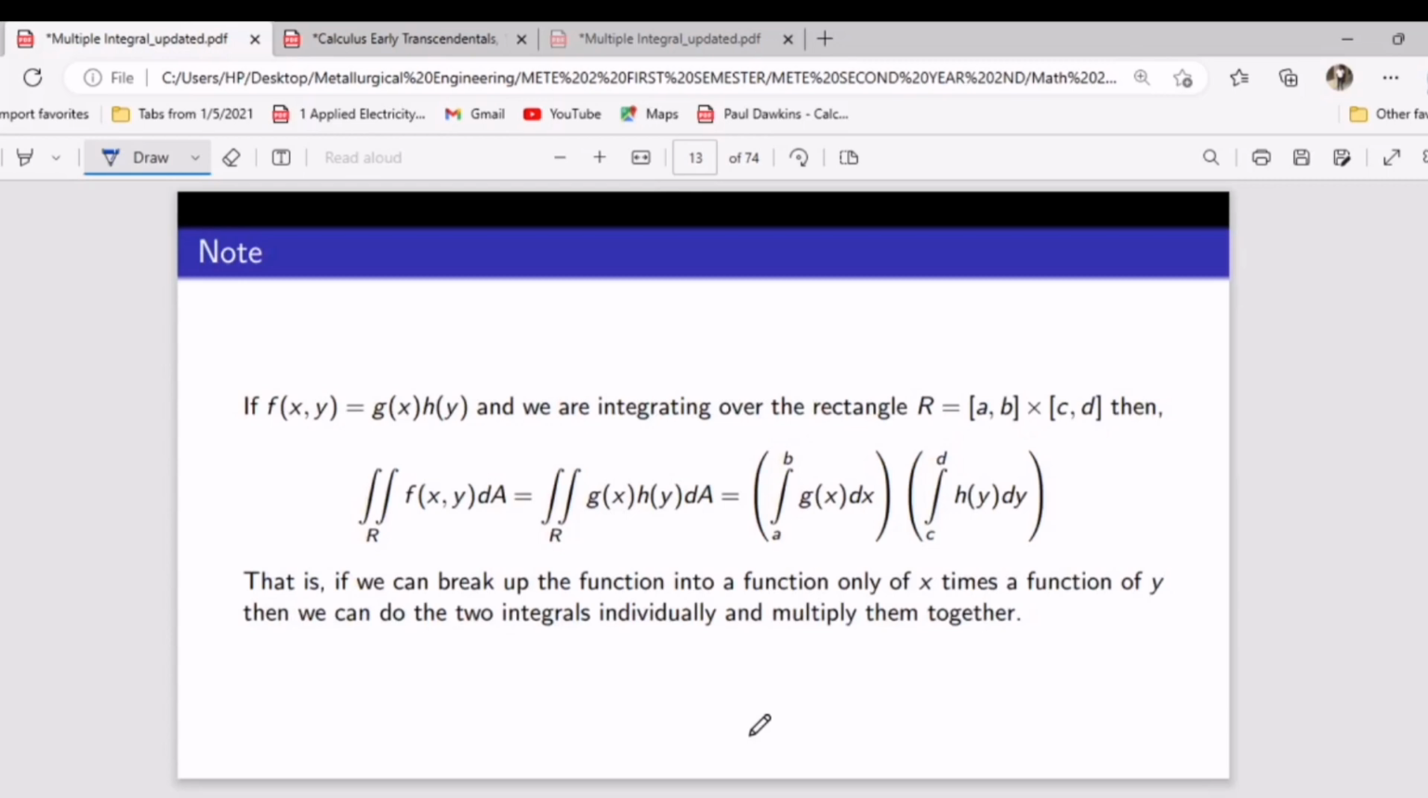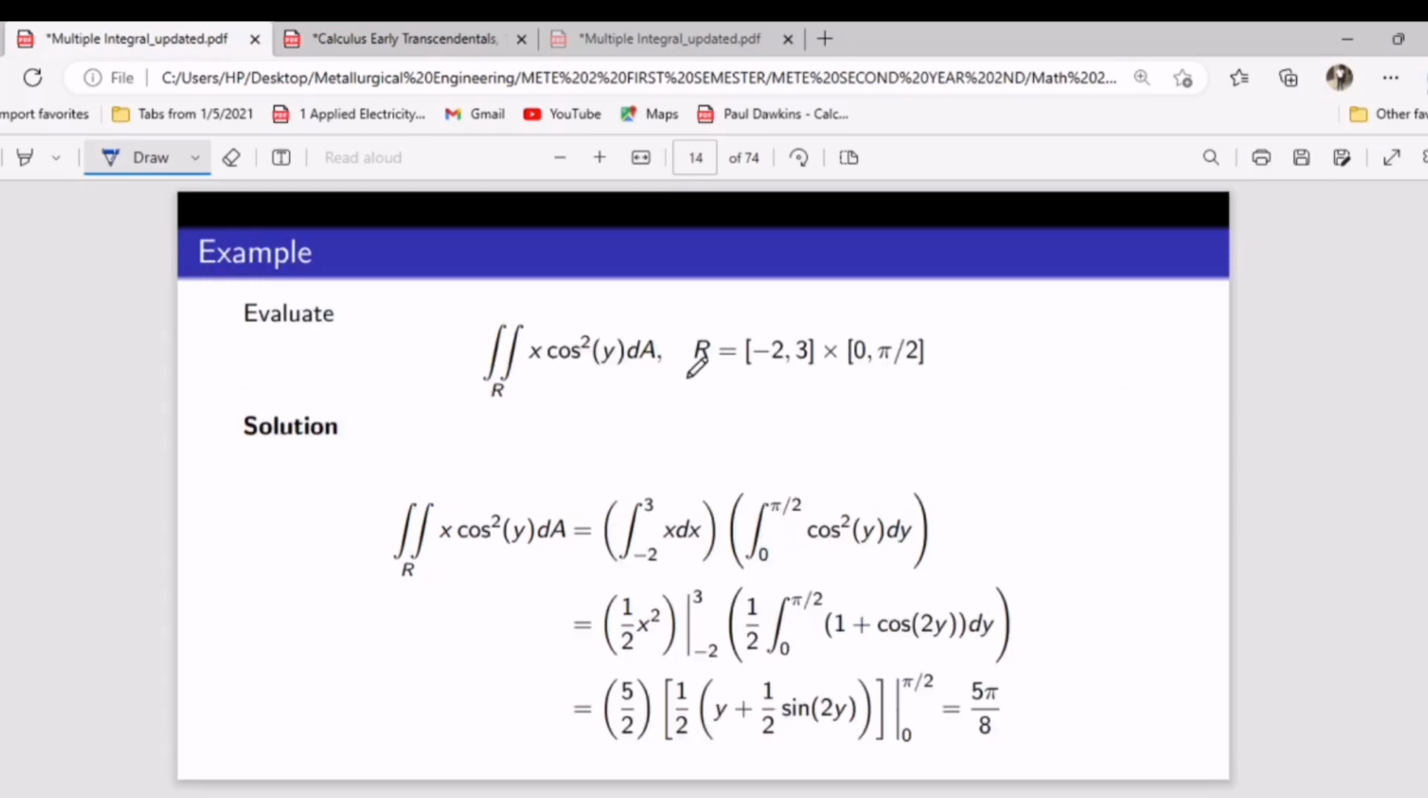So we are going to note that you can also do it in this case by separating them individually, and the answers you multiply. Are you getting it? So in this case, you can do the function of x and the function of y. The function g of x will go with dx, and h of y will go with dy. And you take their intervals, right? And then after you are done, you just multiply them.